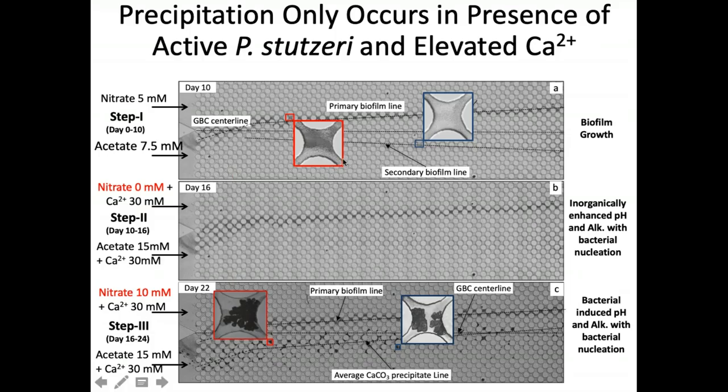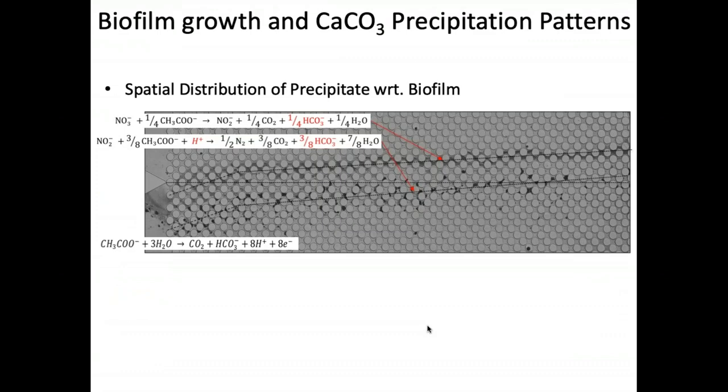So you can see a zoomed-in view of the biofilm as well as the calcium carbonate precipitate we formed there. As you see, there are two lines of biofilm growing, one thinner and one thicker. Calcium carbonate precipitation actually did not take place on the thicker line, which was more expected, versus it occurred when there was a low concentration of biofilm, like there was not a denser biofilm, which was kind of a surprise to us. And the spatial distribution of this calcium carbonate precipitation.